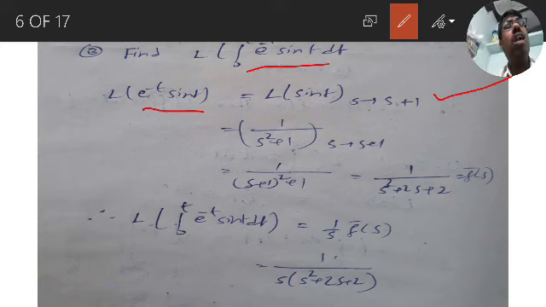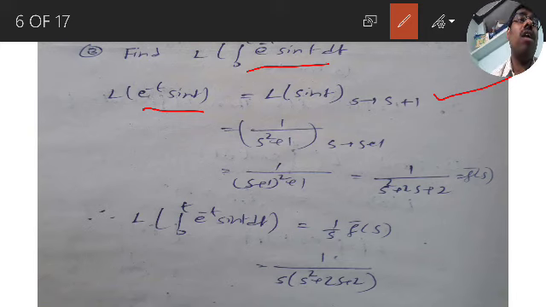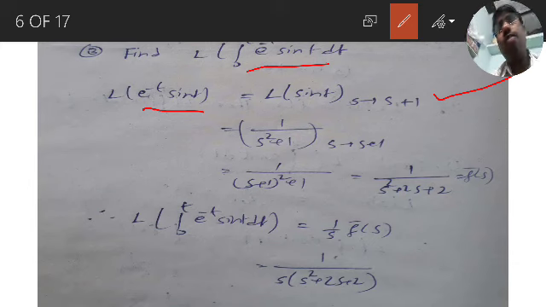Again, now what is L of sin t? L of sin at standard formula: L of sin at is a by (s square plus a square). This is a standard Laplace formula. Can you recall? Can you remember? You should have all those 8 standard formulas to solve the problems very easily. So what is the formula? L of sin at is a by (s square plus a square).